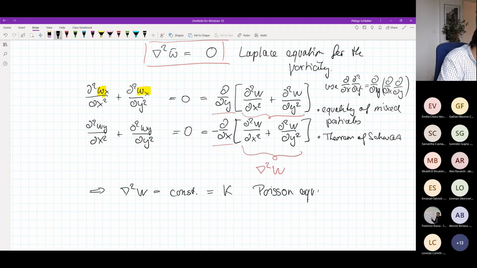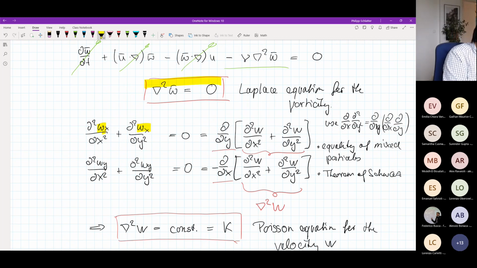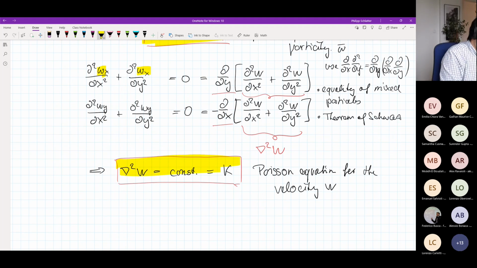So this now is a Poisson equation for the velocity w. So up here we had a Laplace equation for the vorticity omega. And then we could see that this actually corresponds to a Poisson equation for the velocity w.